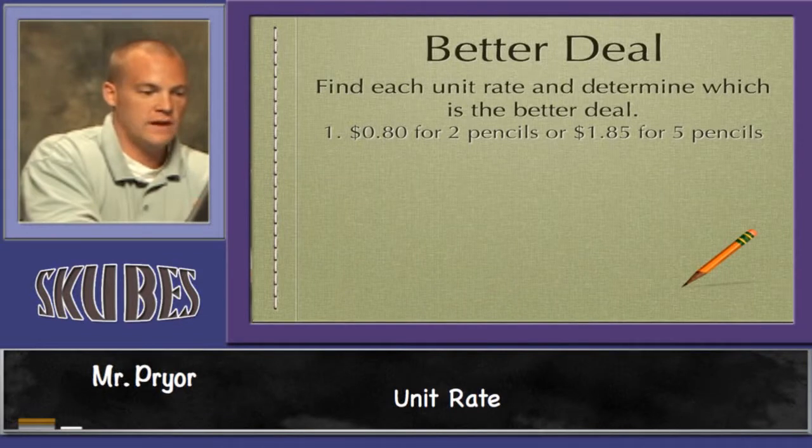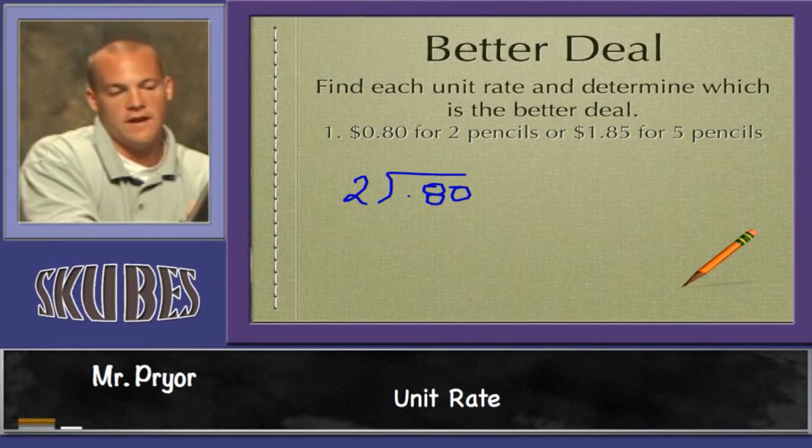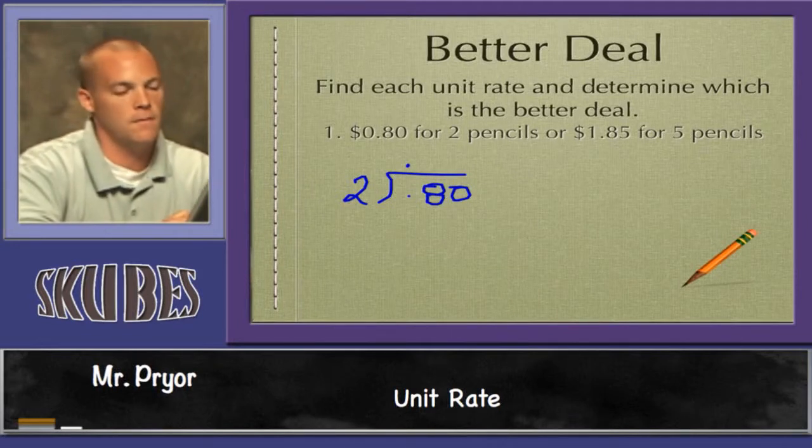So divide 2 into 80 cents. What you have to remember to do is move your decimal straight up. Wherever it lies underneath the division sign needs to go directly above that part of the problem. And then you will divide 2 into 80.